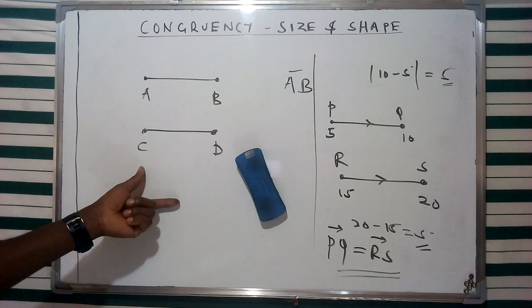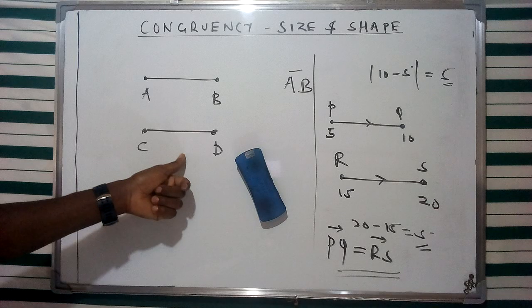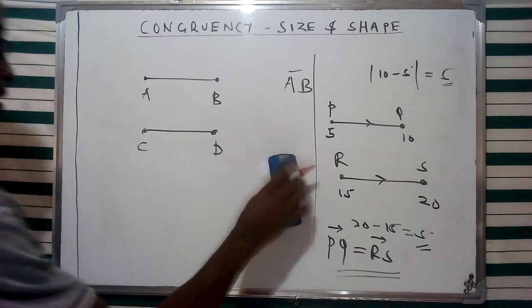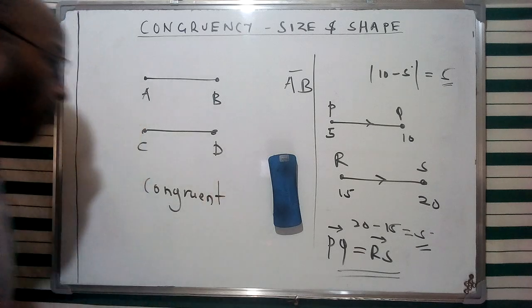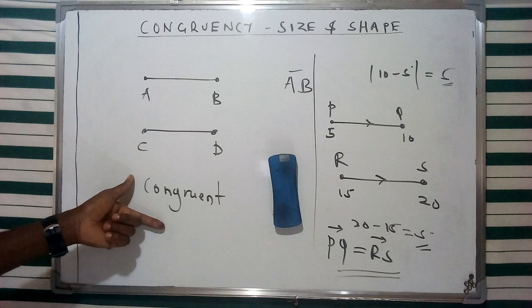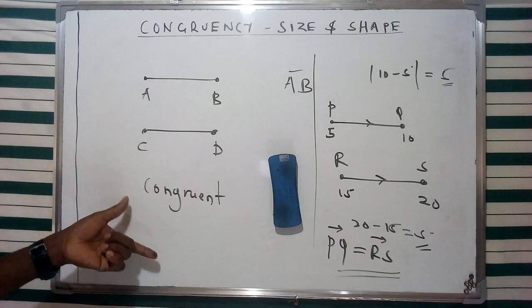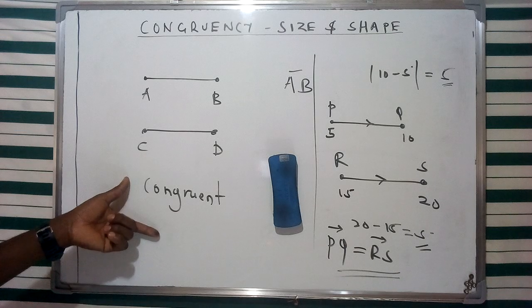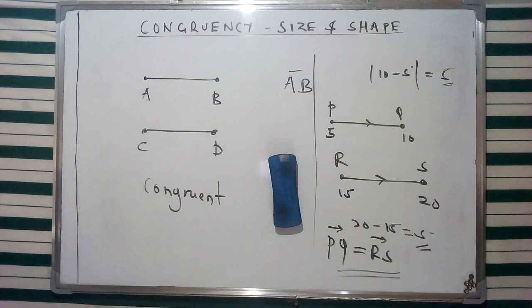Now, if the measurements of two segments, let's say AB and CD, are equal, we can say that segments AB and CD are congruent. Congruent refers to segments, lines, angles, and other regular figures like polygons, which have similarities or equalities in magnitude. They can be described as congruent.